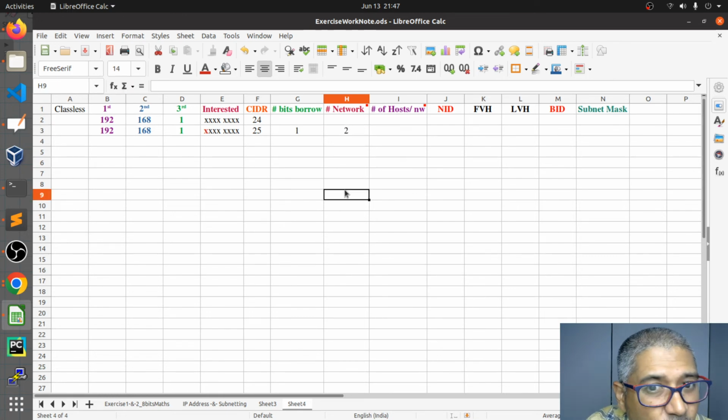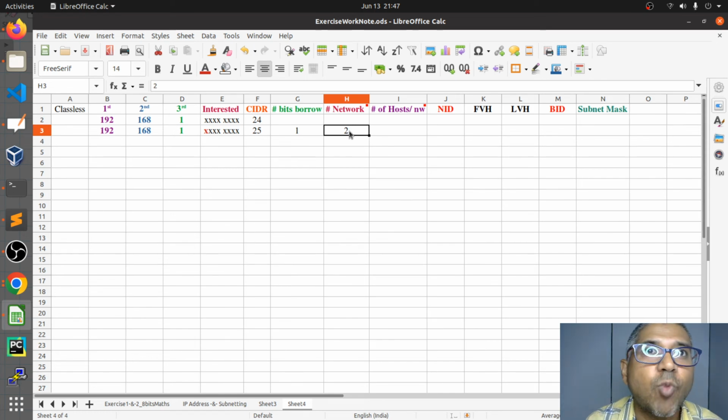Why? Because 1 bit has two options, 0 and 1. So one network in slash 24 is one network. Now if you take one bit, it becomes how many networks? Two small networks, two equally divided small networks. Are you understanding?